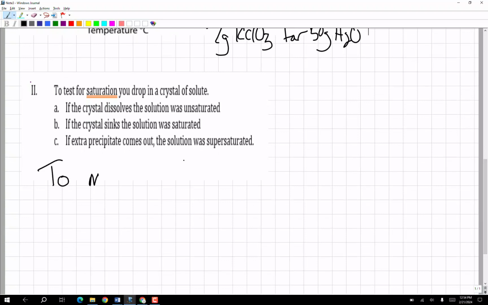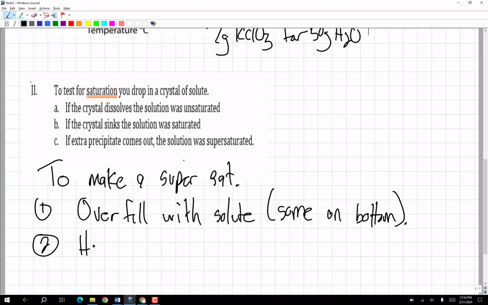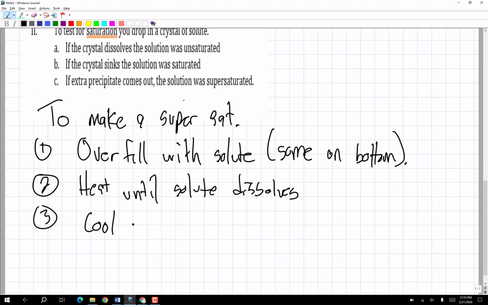To make a supersaturated solution: 1, overfill with solute, which means some is on the bottom. 2, heat until the solute dissolves. And step 3 is cool down the solution. Ta-da! You have made yourself a supersaturated solution. You cool it down, you'd think the extra would come out, but it doesn't.